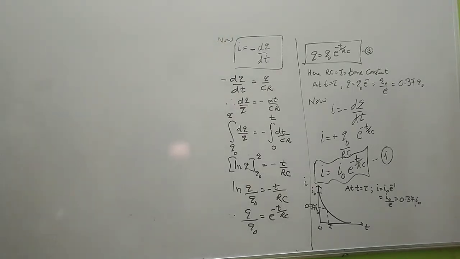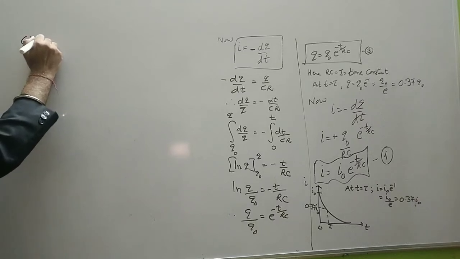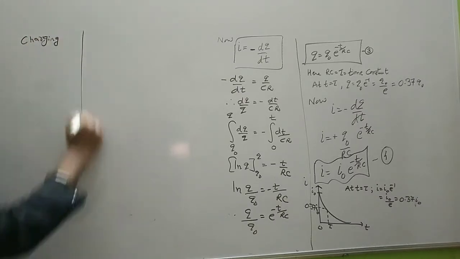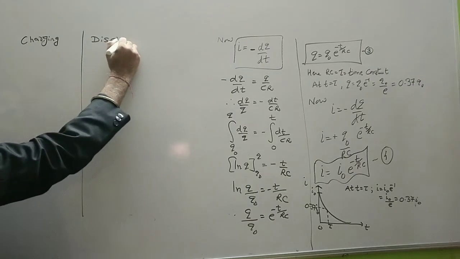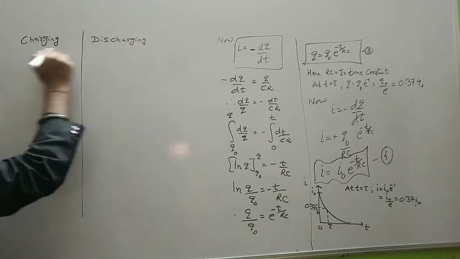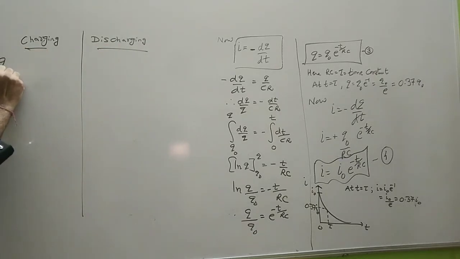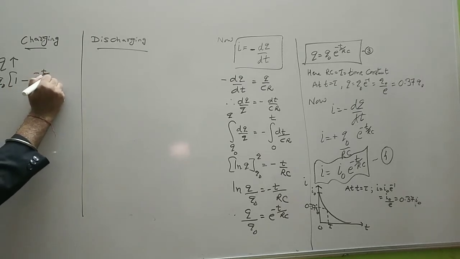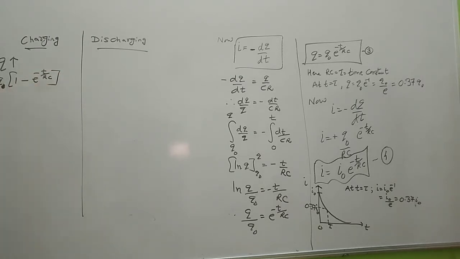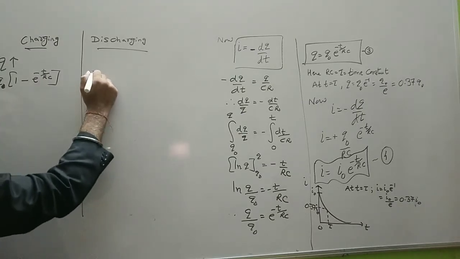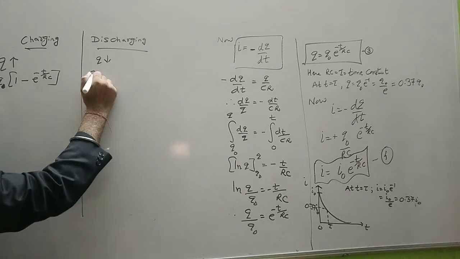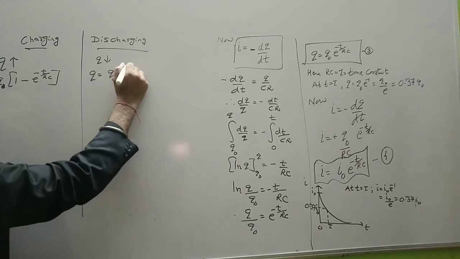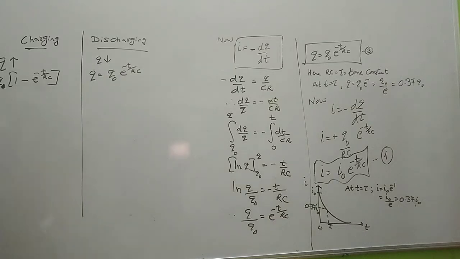So what we have studied is charging and discharging. So we summarize the thing. During the charging, the charge at any instant increases, and Q is equal to Q naught (1 minus e raised to minus t upon tau), or we write RC. And during discharging, the Q is decreasing. So Q is equal to Q naught e raised to minus t upon RC.